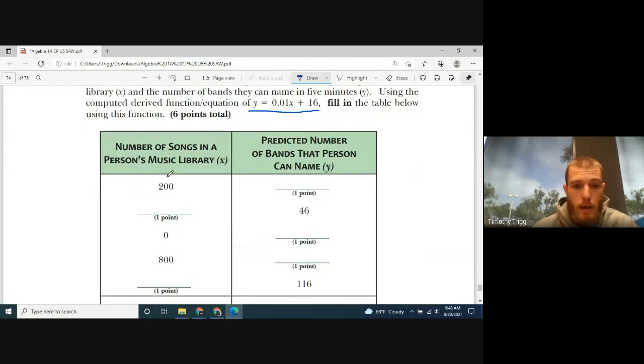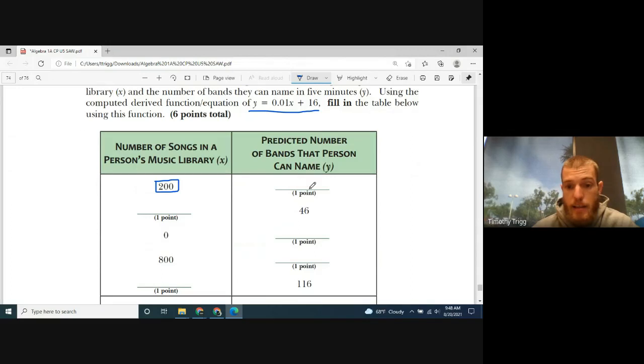So first, let's see, if you have some number of songs in a person's library, if they have 200 songs in their library, we can predict the number of bands that the person can name. And the way we would do that is we would simply replace 200 in this equation. We're going to replace x with 200. You see that? Because this is the x variable. In this case, 200. So it'll be y.